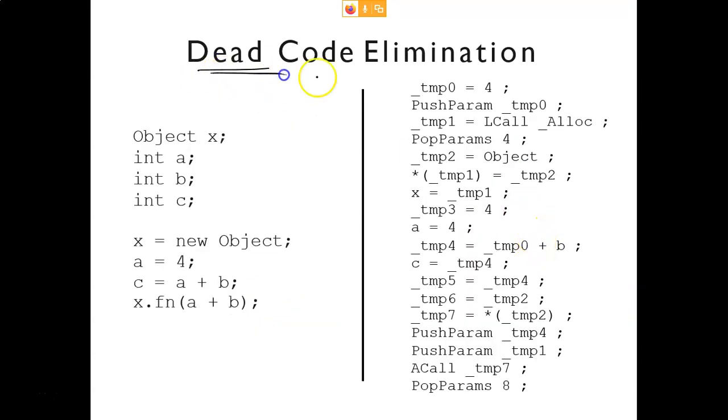Now we will see something called dead code elimination. We have already seen this in the last class, and let's see it again.